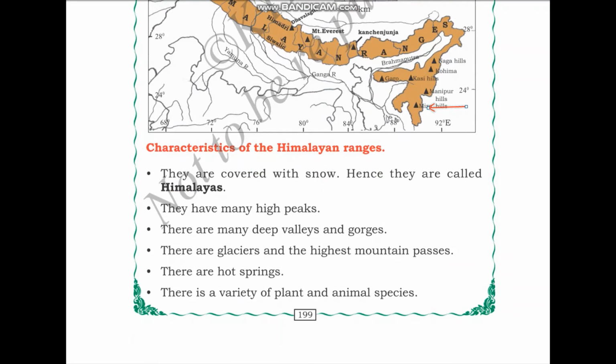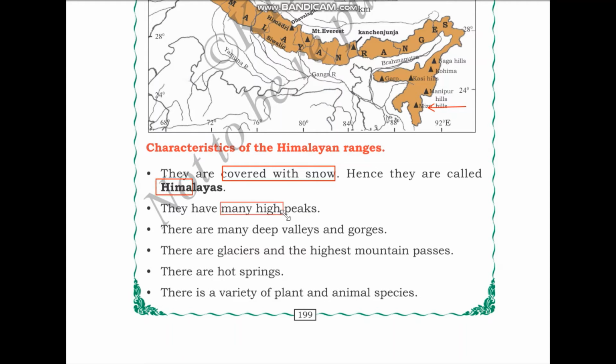Now, let us look into the characteristics of the Himalayan mountains. The characteristics are, they are covered in snow, hence they are called the Himalayas. The word Himalaya comes from the word Hima, which means snow. Okay, so Himalaya means snow covered mountains.